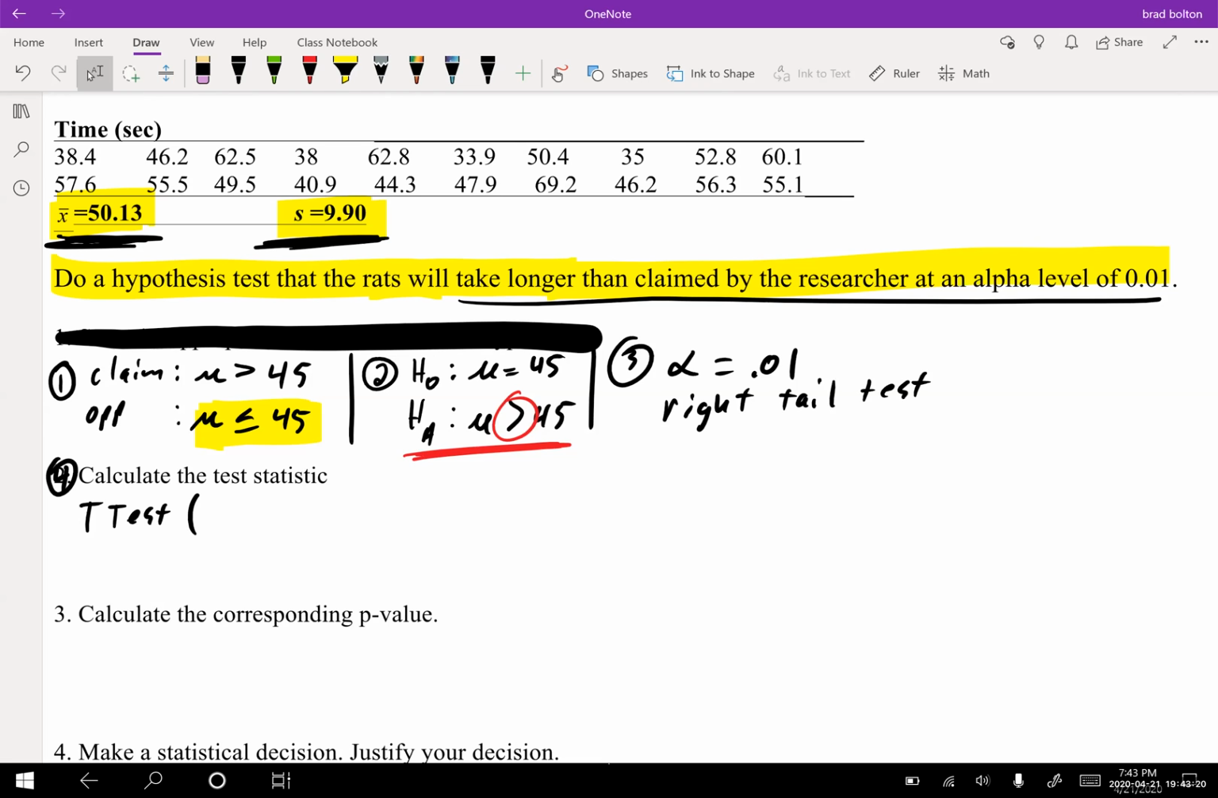Oops, you know what? I didn't plug it in as I was typing it. Let me help you guys out. I was supposed to do 45, comma, X bar, which is 50.13, comma, 9.9, comma, 20, comma, greater than. This is the mu naught. This is X bar. This is the standard deviation of the sample. This is the sample size, and this is the tail. Okay, so that's everything you plug into the calculator.